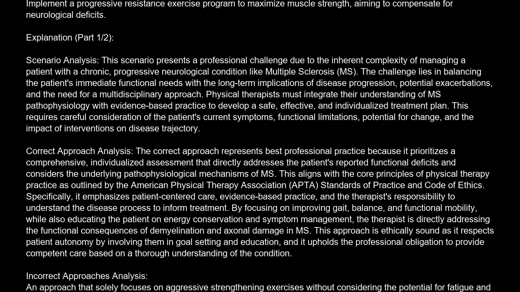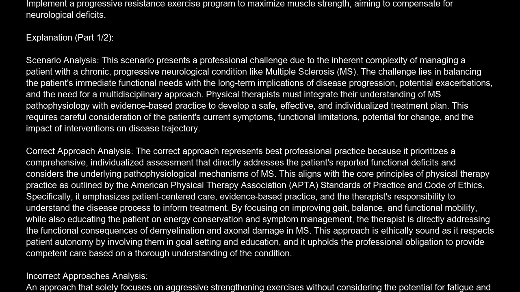By focusing on improving gait, balance, and functional mobility, while also educating the patient on energy conservation and symptom management, the therapist is directly addressing the functional consequences of demyelination and axonal damage in MS. This approach is ethically sound as it respects patient autonomy by involving them in goal setting and education, and it upholds the professional obligation to provide competent care based on a thorough understanding of the condition.